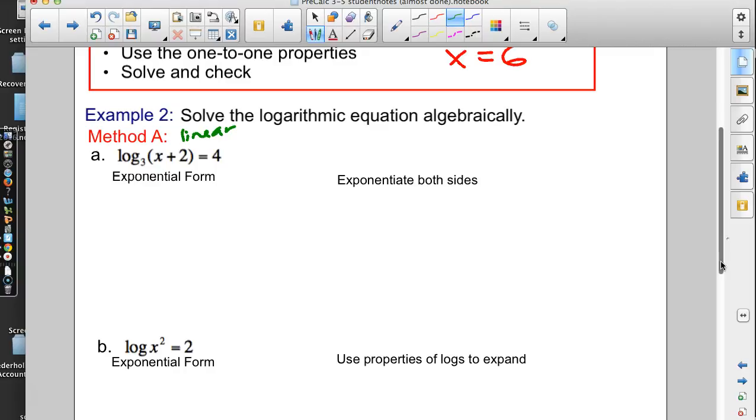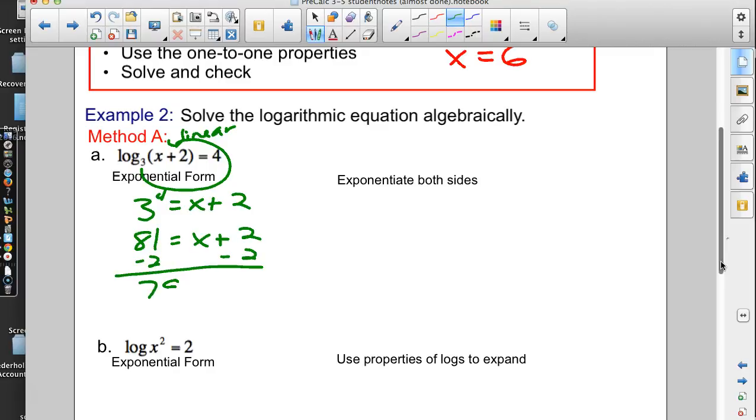So the first thing we're saying is just do what you know from Algebra 2. Make the snail shell. 3 to the 4th equals x plus 2. We know this is 81. We subtract the 2, and we get 79. And it works.